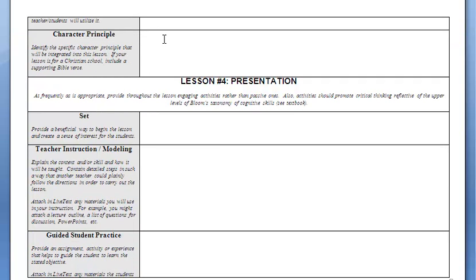The character principle. This will pretty much be the same, and that's where sometimes you might have 4 or 5 character principles in your unit plan part, and then here's where you start breaking it out. Well, today we're going to be talking about patience or perseverance, and that is specific to lesson 4.